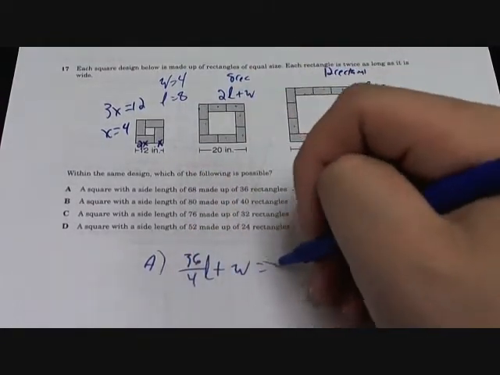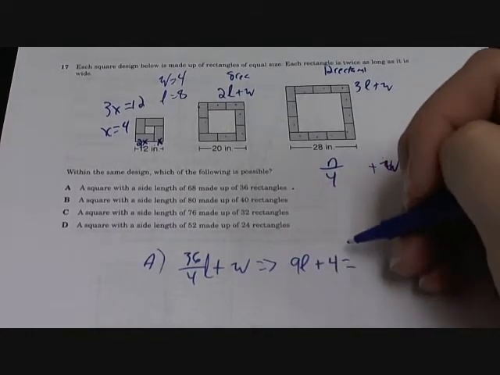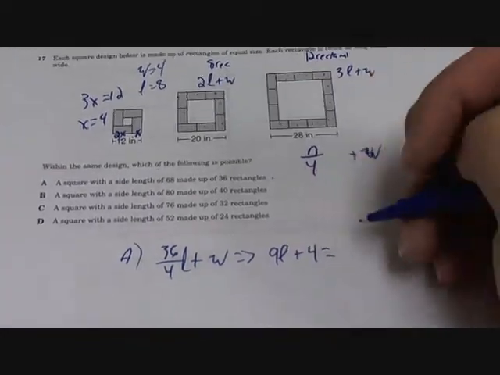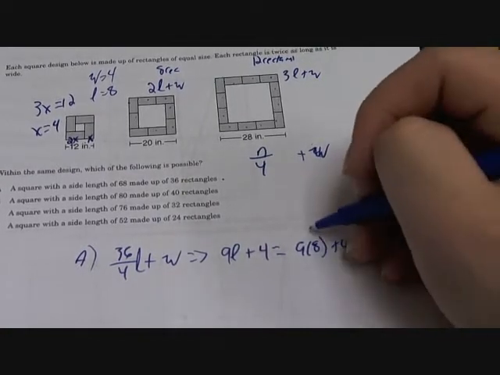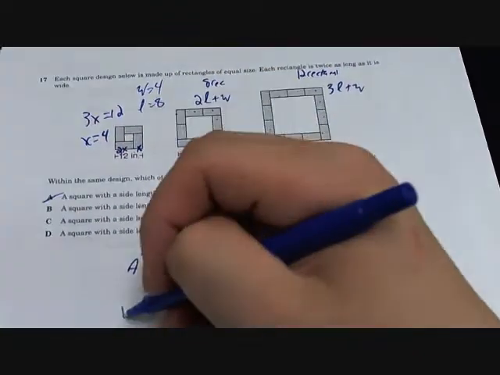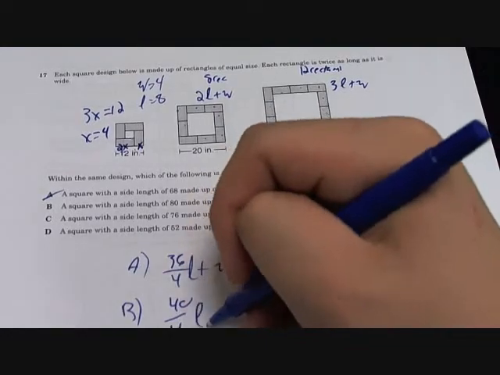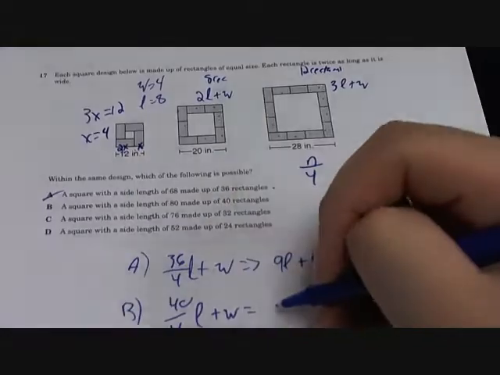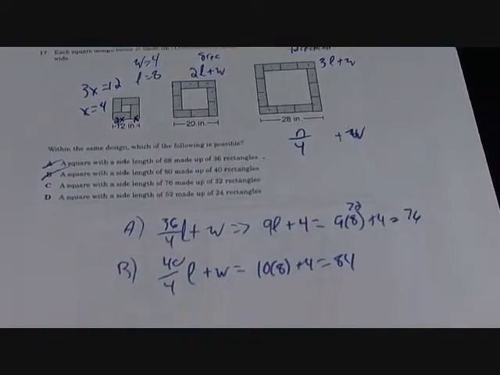So that's 9 lengths plus a 4, and we said length was 8, so 9 times 8 plus 4 is 72, that's 76. So A is wrong. B, 40 rectangles. So it's 40 divided by 4 times L plus W. So it's 10 times 8 plus 4, which is equal to 84. This is off by 4.